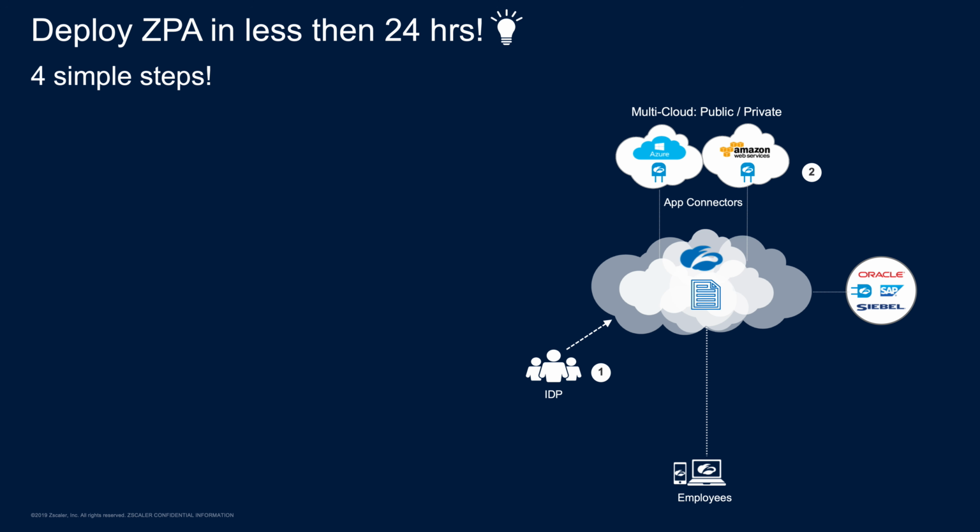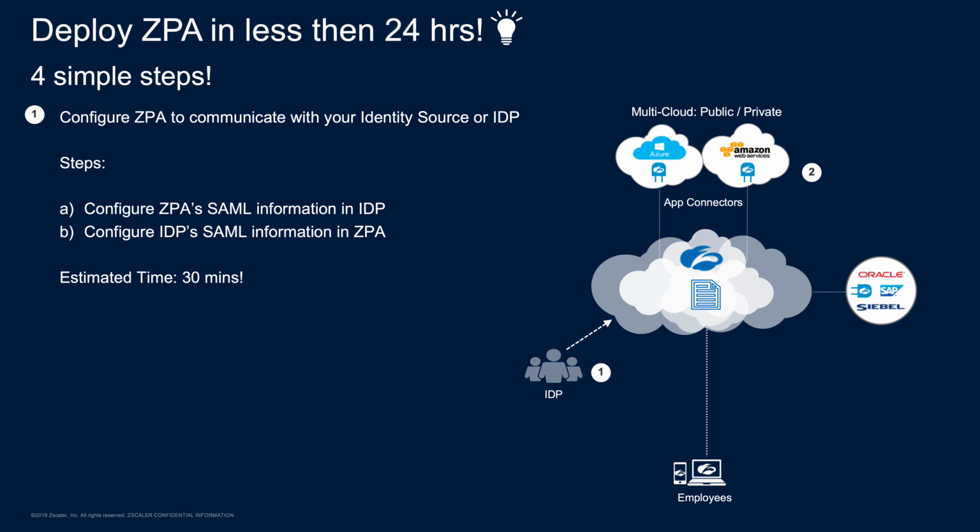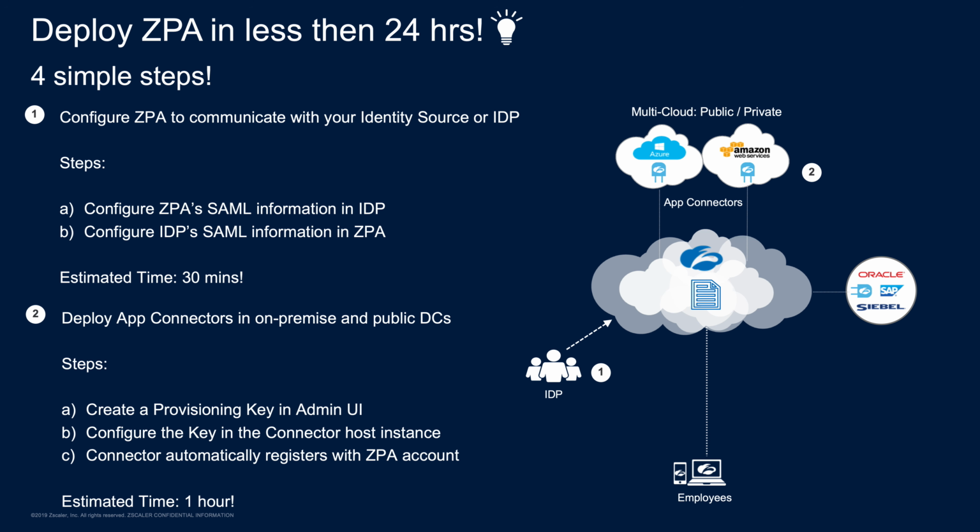4 simple steps to get Zscaler Private Access deployed. First step, configure the identity provider. So there's the service provider configuration, Zscaler, which we'll set up, and then we'll configure the identity provider, which we're going to use Azure AD as our identity provider. Get those 2 things working, we're able to authenticate users.